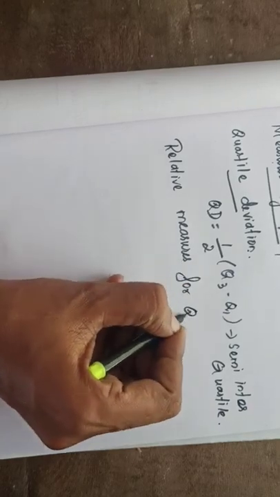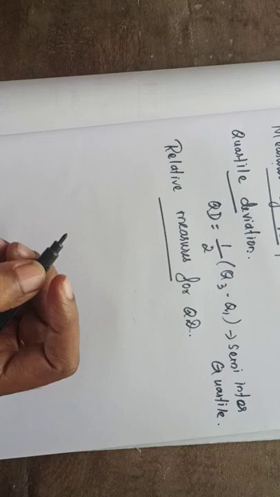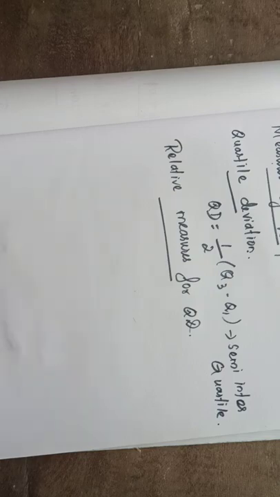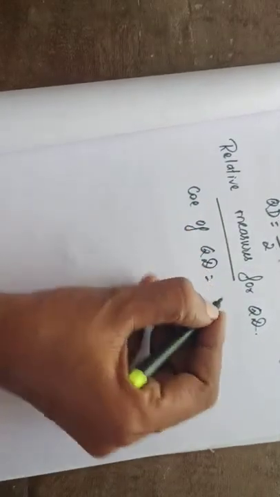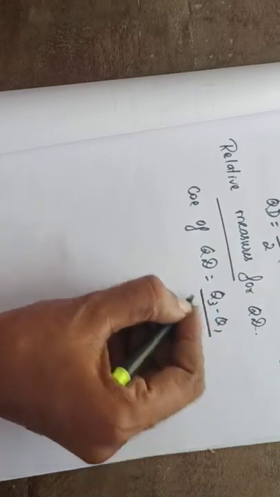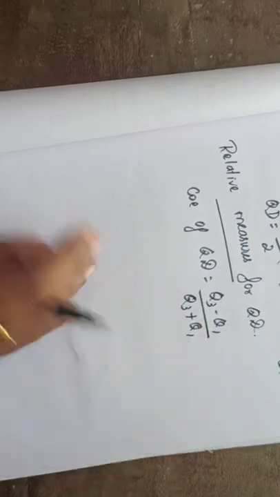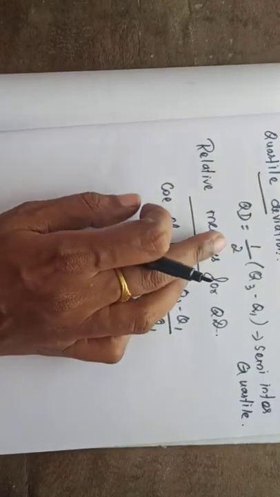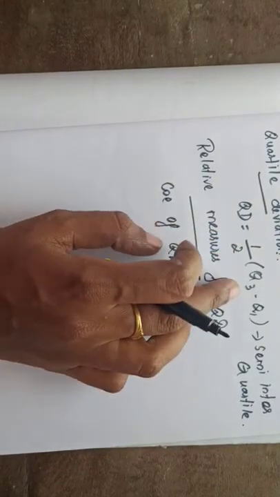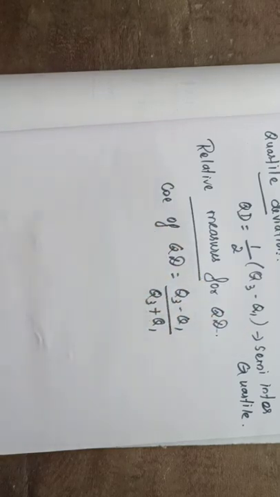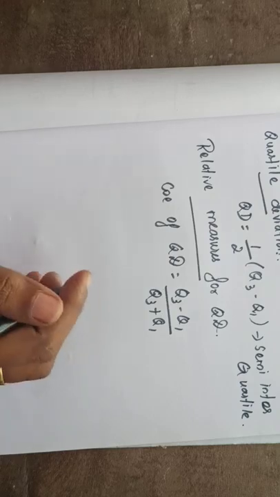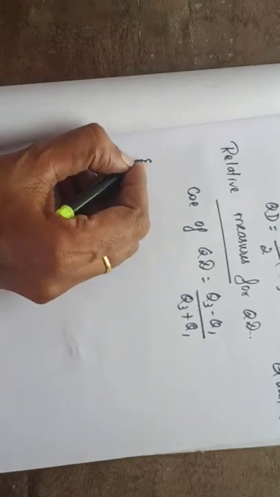Next are relative measures for quartile deviation. Quartile deviation is an absolute measure of dispersion. Here the coefficient of quartile deviation, we will learn the formula: coefficient of quartile deviation is equal to Q3 minus Q1 divided by Q3 plus Q1. So QD equals half into Q3 minus Q1, and the coefficient of quartile deviation is Q3 minus Q1 divided by Q3 plus Q1. Then directly we pass on to the problem.